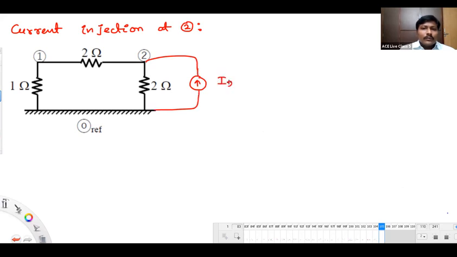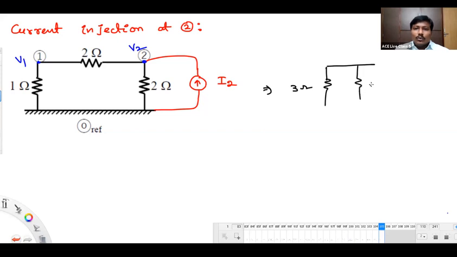Next thing. Observe. You find out this node voltage V2 and this node voltage V1. Then you get V2 by I2, Z22, and V1 by I2, Z12. Simple, right? See, you observe now, this 1 and 2 will be in series, so it will be 3. 3 in parallel with 2, that's the equivalent. Let me draw. It is 3 ohms in parallel with 2 ohms.